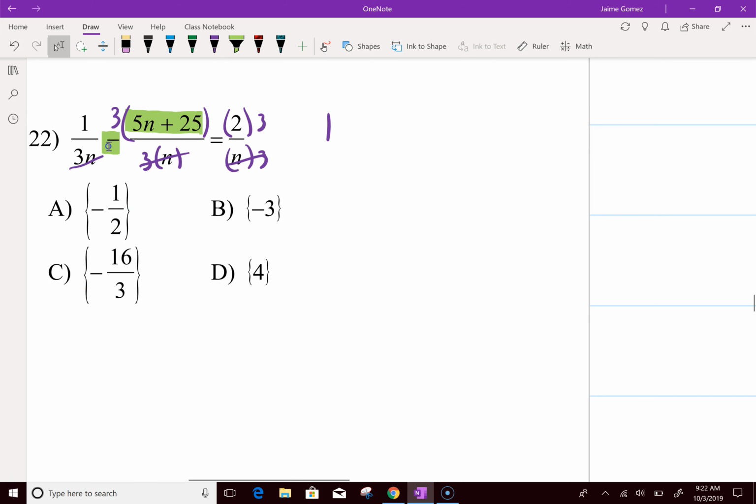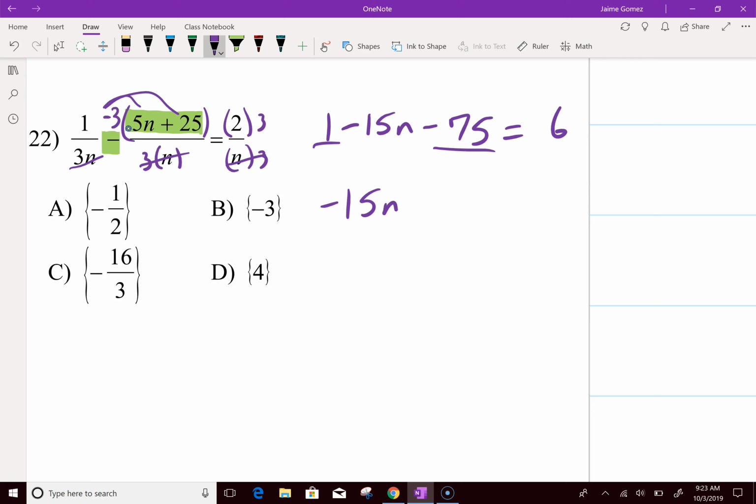So you see the minus sign right here? Okay. So either we change it now or we change it later. I'm going to just do it now. I'm going to bring the negative up to the 3, so it's really a negative 3. Negative 3 times 5, well, that's negative 15n. Negative 3 times 25, negative 75, is equal to 2 times 3, which is 6. I'm going to fix this because 1 minus 75, that's negative 15n minus 74 is equal to 6.